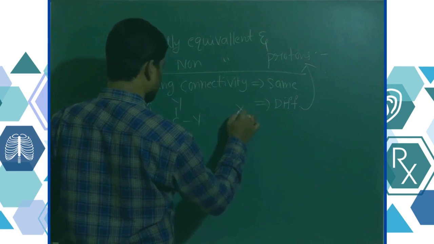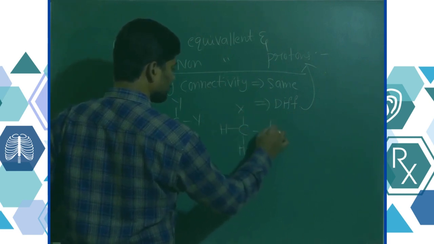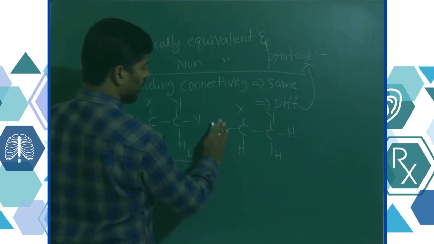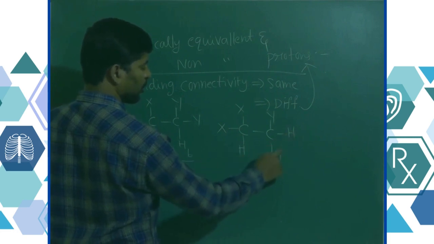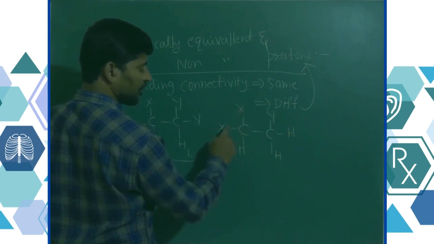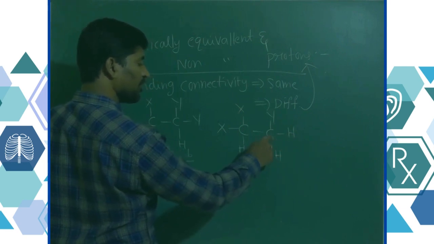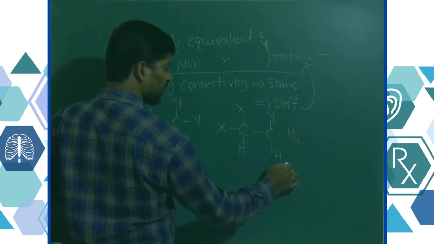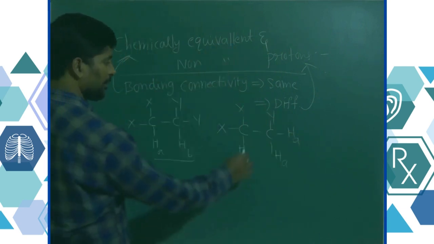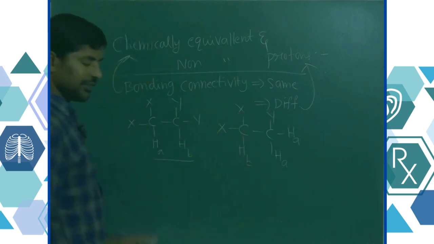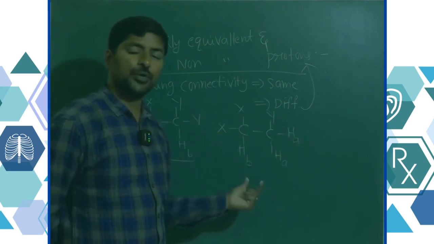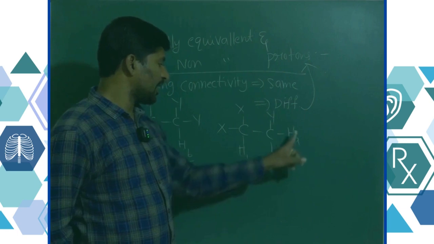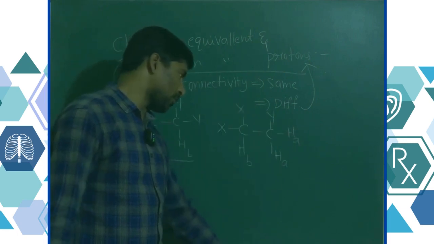For example, we have it like this. Now, what about the bonding connectivity of this proton and these two protons? This is attached to a carbon which is attached to X atoms. These two are attached to a carbon which is attached to a Y atom. So the bonding connectivity of these two is the same, so these two come under chemically equivalent protons. And this one is different. So how many types of protons do we have? Two types. In one set only one proton is there. In another set, how many equivalent protons are there? Two equivalent protons.